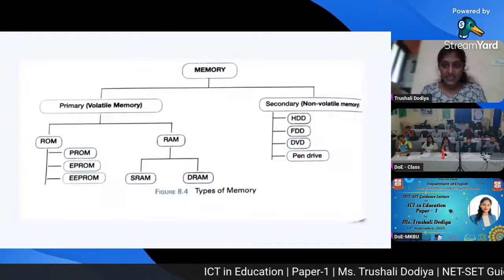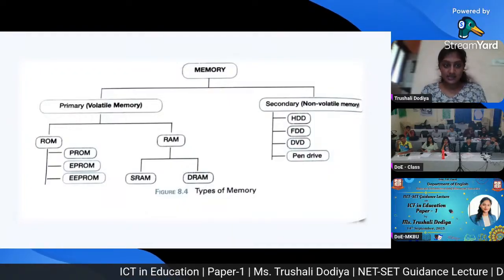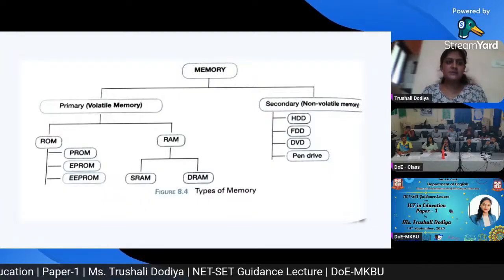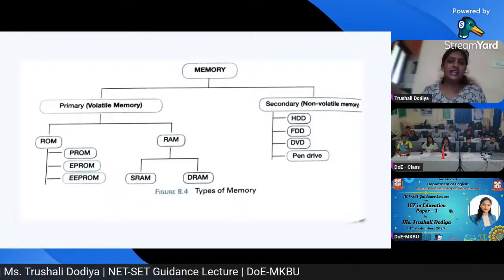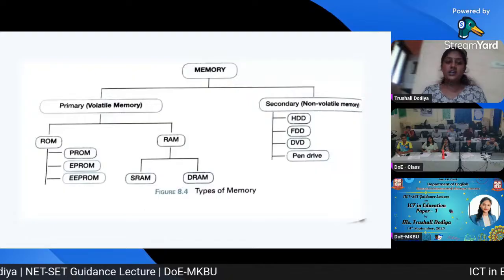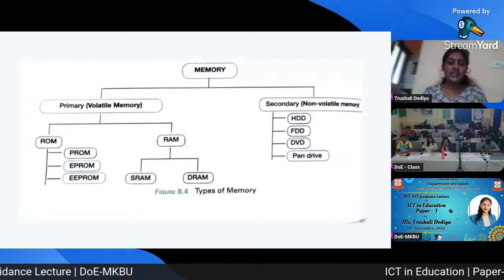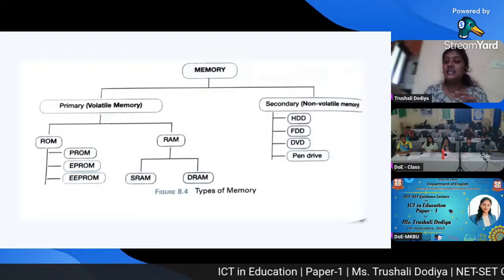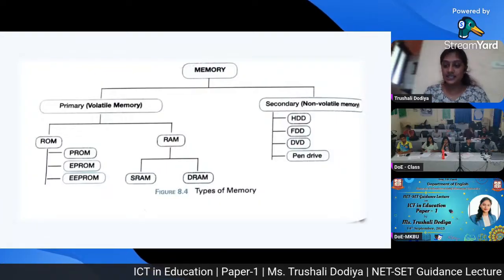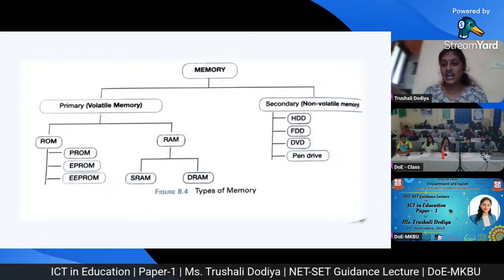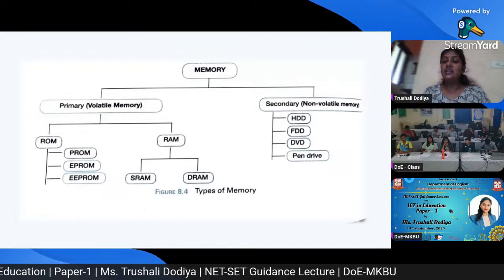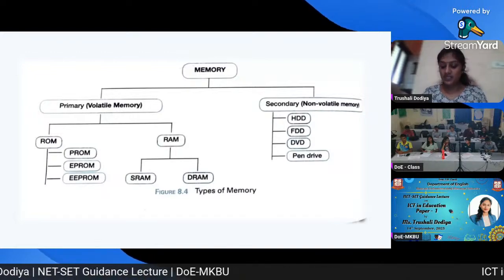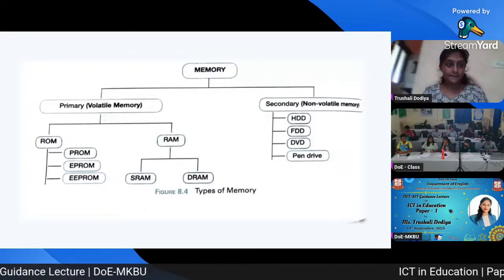There are two types of memory in computers. The first one is primary memory, which is volatile memory, and it includes ROM. It is the memory which is inbuilt in the computer, whereas the secondary memory is inserted, like HDD, hard drive, FDD, DVD, and pen drive, that we use as secondary memory that we access.